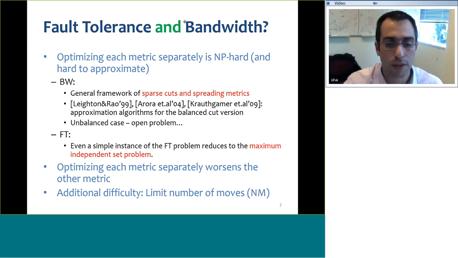Moreover, we want to obtain a solution that is not isolated from what's going on in the data center now. The assumption is that you are starting from a given configuration, and you need to move to a better configuration in terms of both bandwidth and fault tolerance, but you want to do it with a small number of moves. And all these classical problems don't take into account the number of moves.